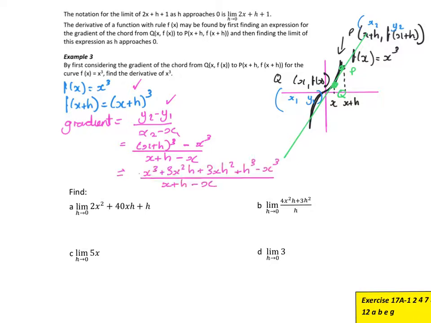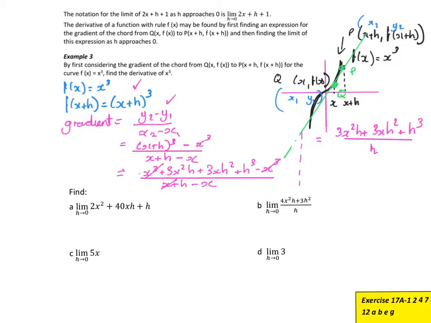And we need to tidy that. So hopefully we've remembered how to expand a bracket to the power of 3. So it is the first term cubed, so it's x cubed, plus 3 times the first term squared times the second, which gives us 3x squared h, plus 3 times the first term times the second term squared, which gives us 3xh squared, and then it is the last term cubed. Don't forget the minus x cubed on the end. And then down the bottom, x plus h minus x. Okay, let's tidy that up.